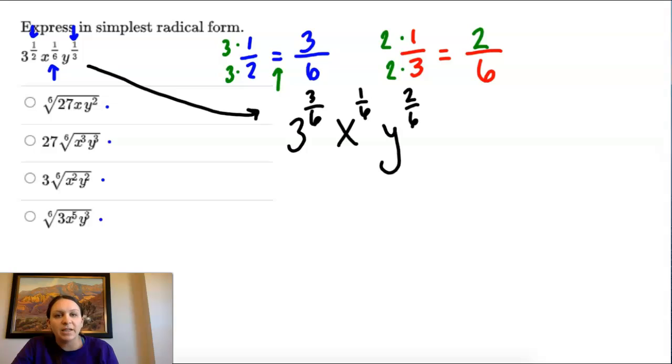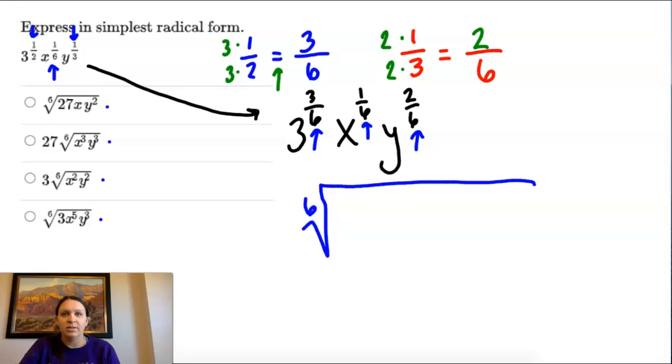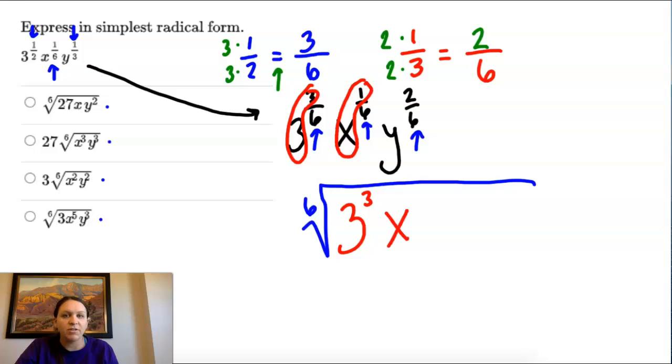So we're doing that because now we can put this whole thing under root 6. So I'm going to have 6 as my root, and then these other exponents that are left at the top, those stay under the root. So this becomes 3 to the 3rd. This becomes x to the 1st. And this becomes y squared.